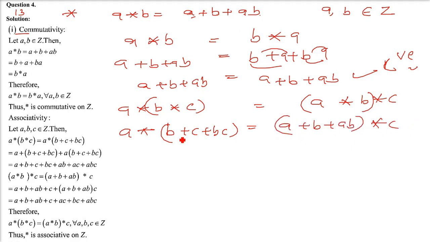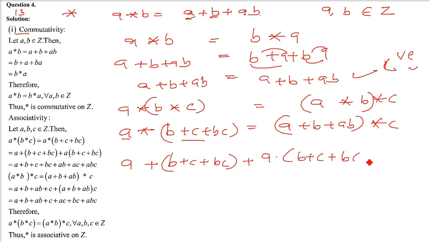Okay, now you see here. This is the first value and second value. First value is A. Second value is B plus C plus BC. So you have to write the whole of the value, B plus C plus BC. And now you have to multiply these two values. That is A into B plus C plus BC. Let me multiply it first. So A plus B plus C plus BC plus AB plus AC plus ABC. Okay, now this is the first one.